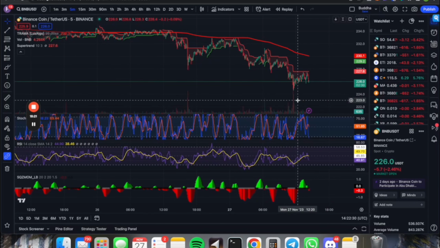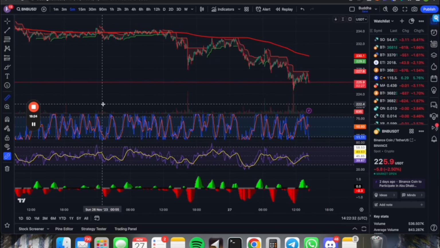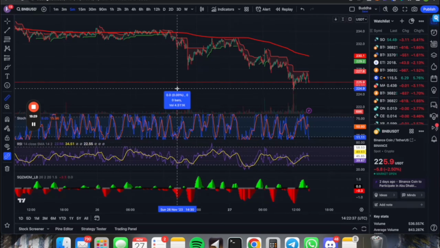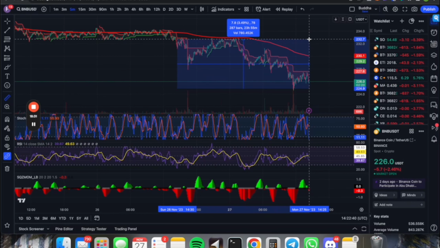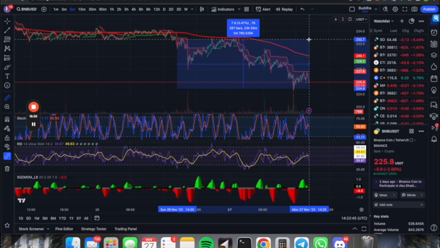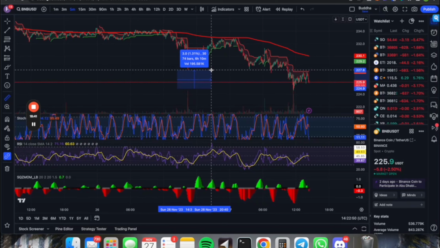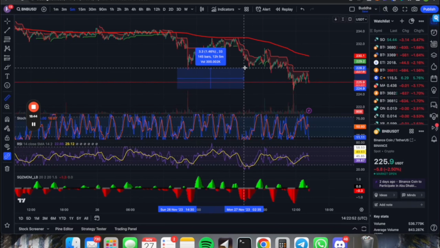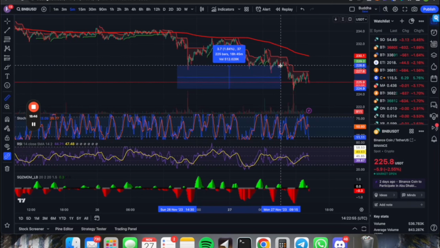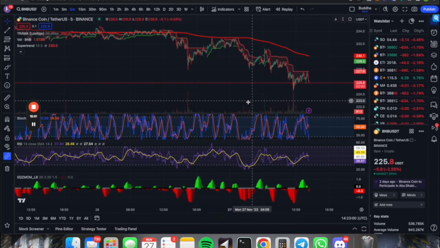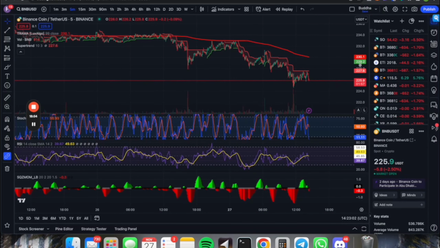So 1400 till 1400. Let's make a line here. 1400 to 1400. Okay, so in this period, how many times did the stochastic bottom out and top out? 1, 2, 3, 4, 5, 6, 7, 8, 9, 10, 11, 12, 13, 14, 15, 16, 17, 18 times. So you had a potential short or long opportunity 18 times on BNB.